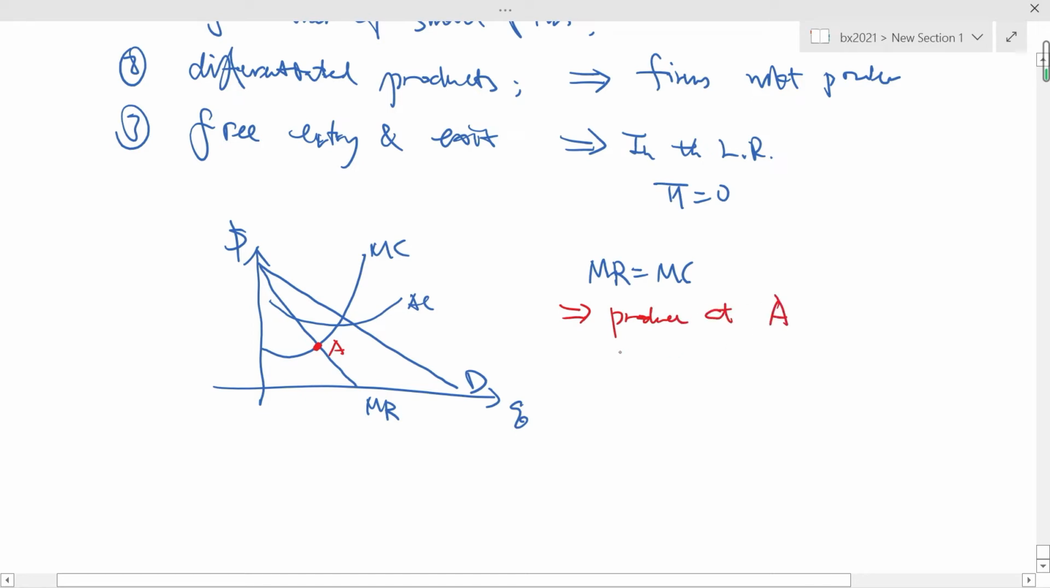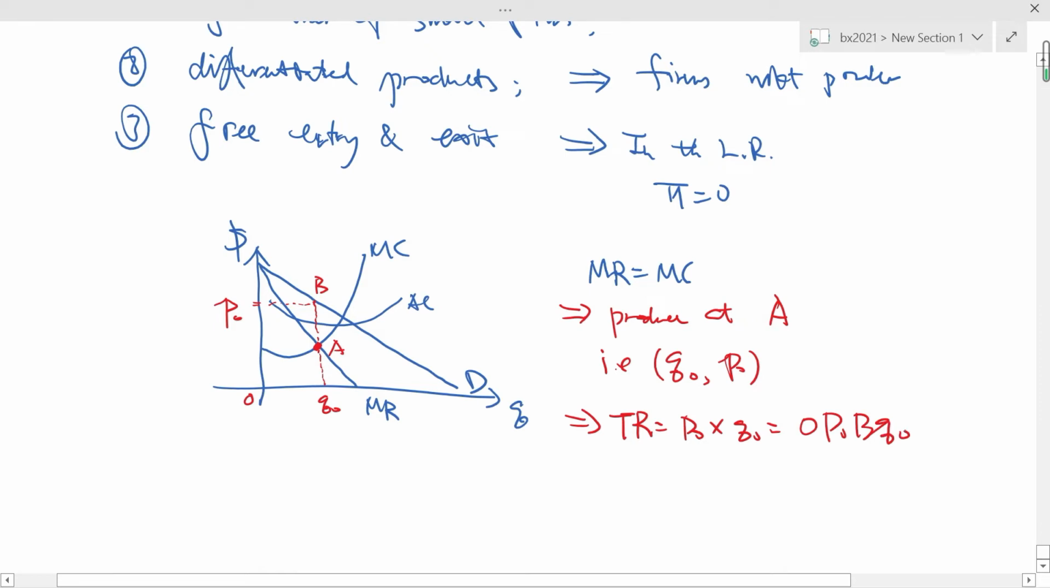At A, that corresponds to a quantity of Q0, and the price, go from quantity up to the demand curve, get the price P0, and I'm going to call this point B. So total revenue is P0 times Q0, which is the area of O P0 B Q0. Okay, that's this rectangle.